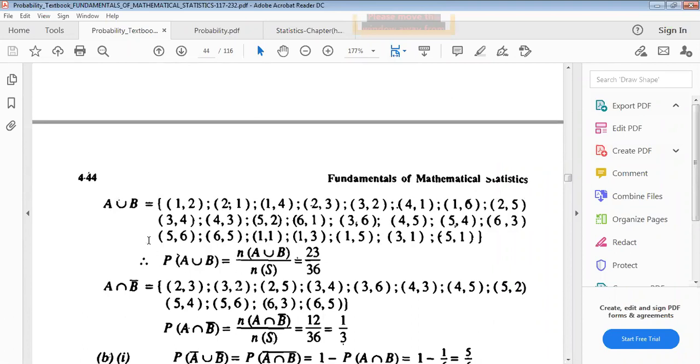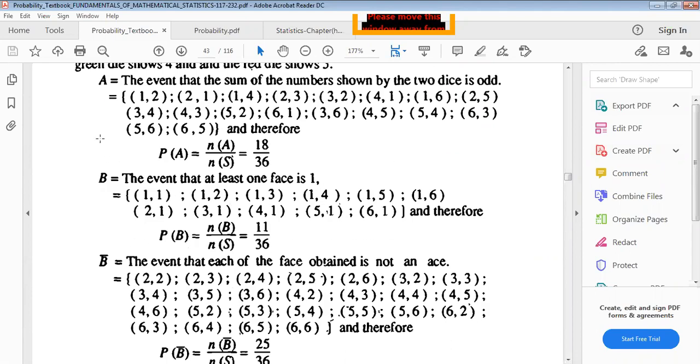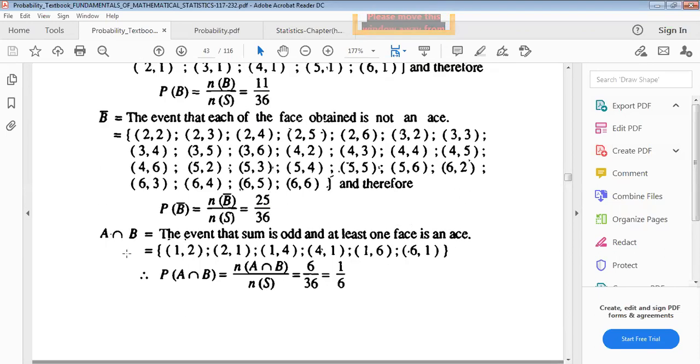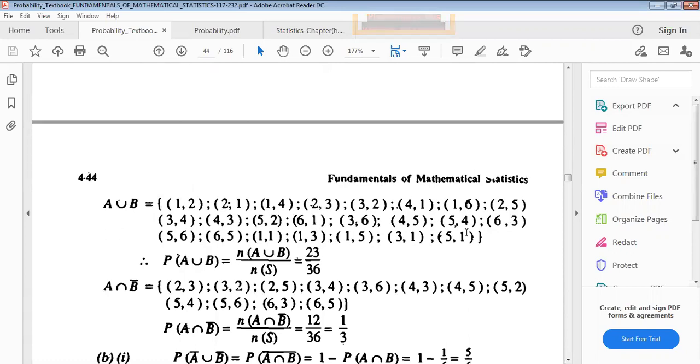Similarly, A union B means all the sample points of A or all the sample points of B. Taking all together, we get 23 sample points. Union means all the sample points combined. So the probability will be 23 divided by 36.